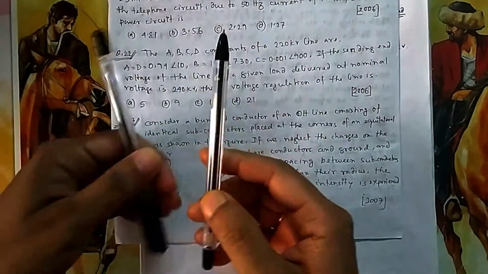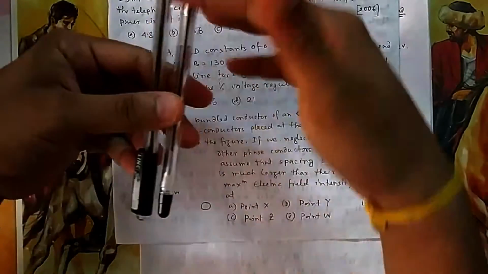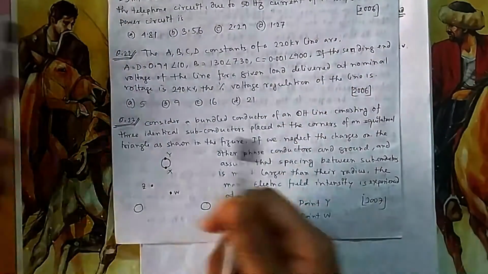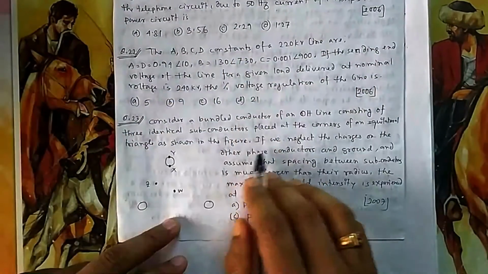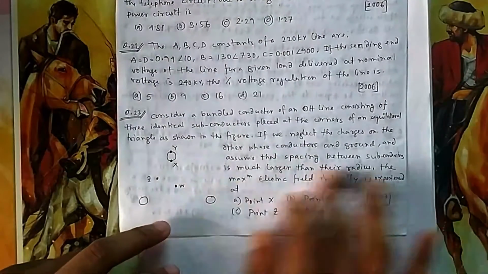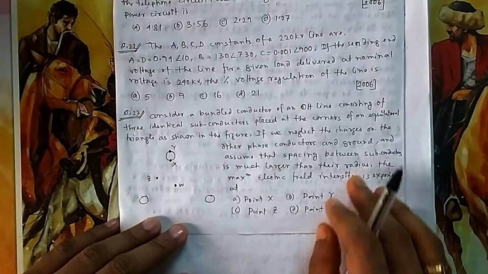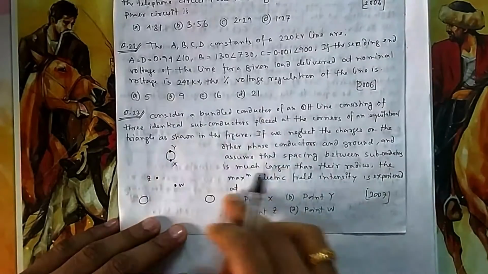Suppose only the R phase, you are giving 2 conductors, so it is of R phase only. Similarly for Y and for B. Here it is given 3 conductors per phase. If we neglect the charges of the other conductors present, you neglect all others and the ground. Assume the spacing is much larger than the radius.